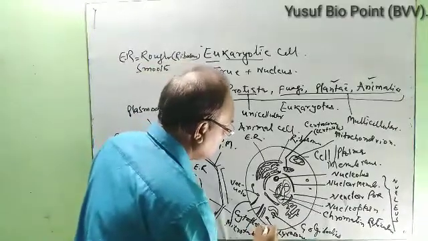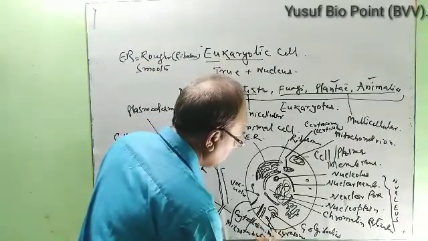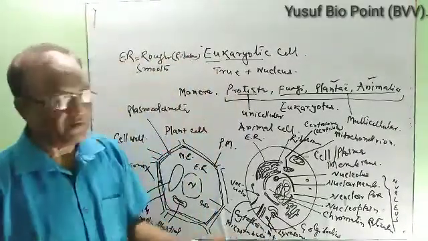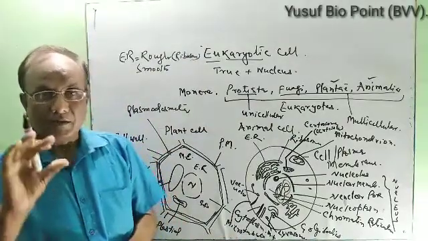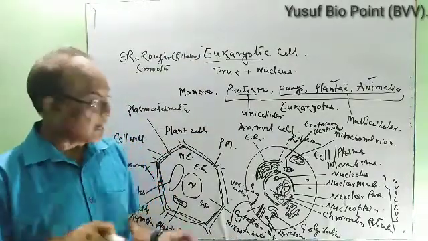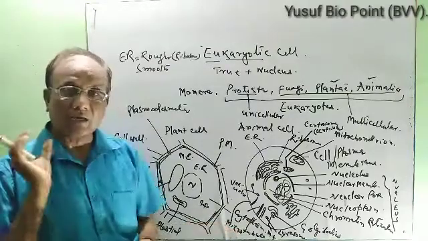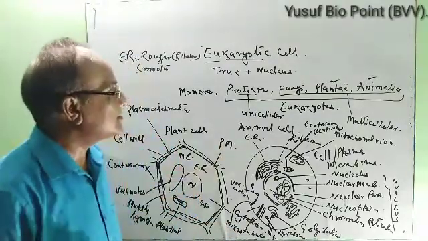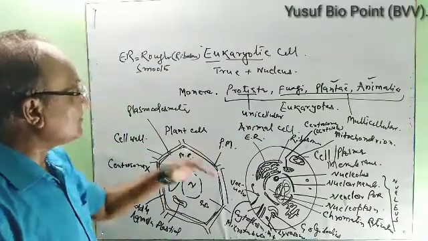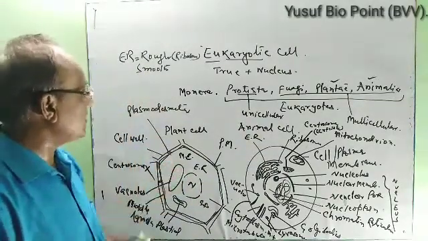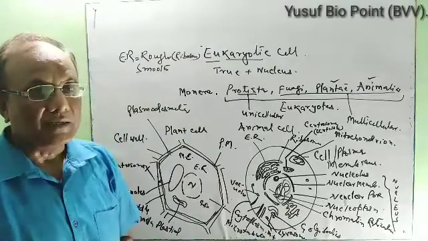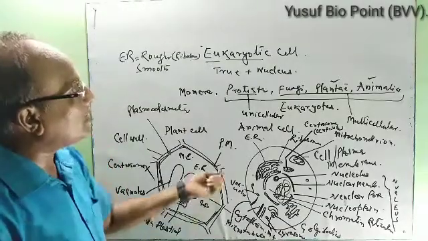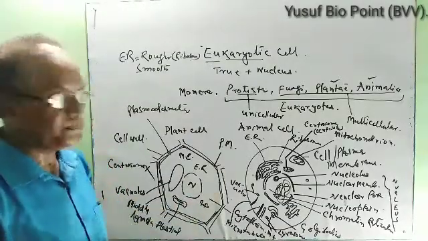So microfilaments are solid inclusions inside, while microtubules are hollow inclusions inside. So these are some differences between the plant cell and animal cell, and we shall discuss each part one by one.